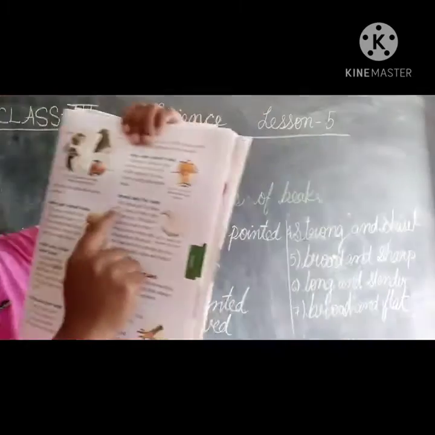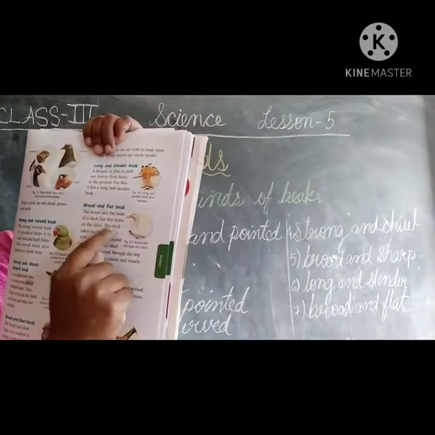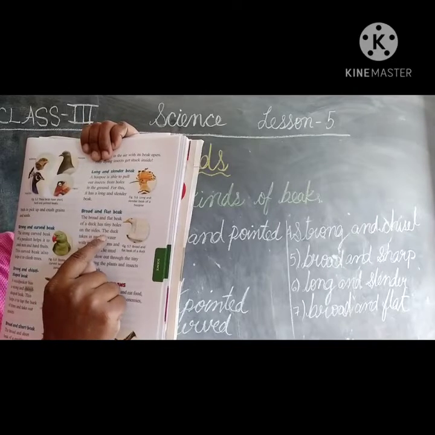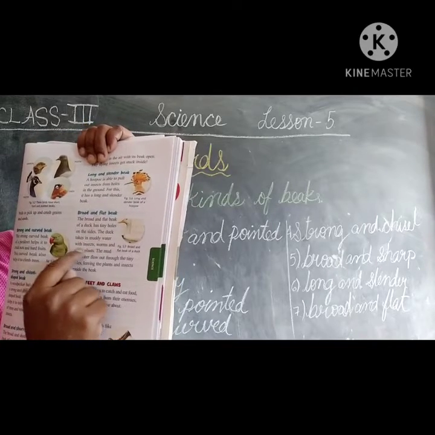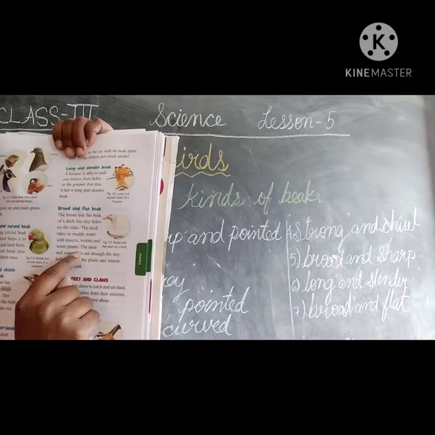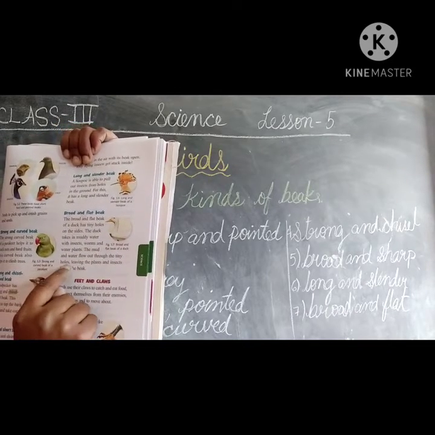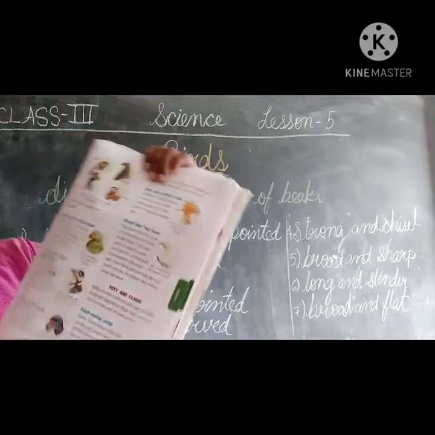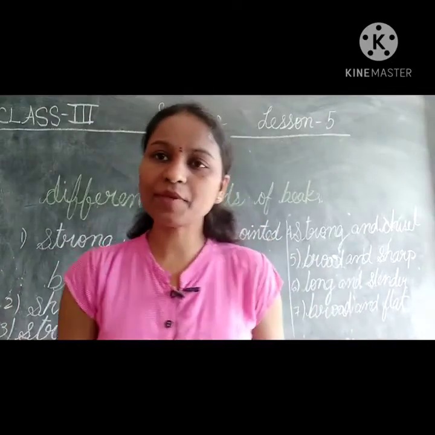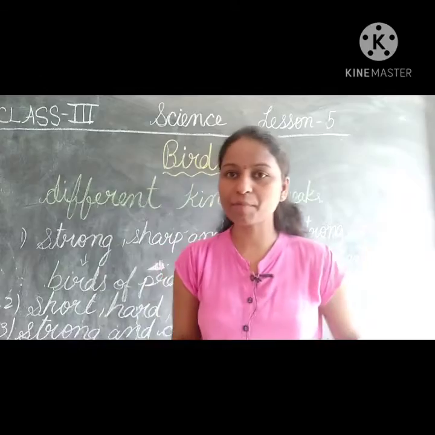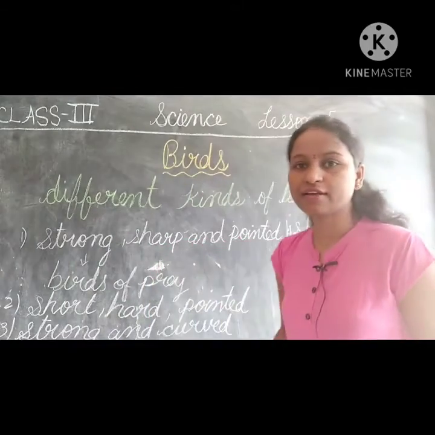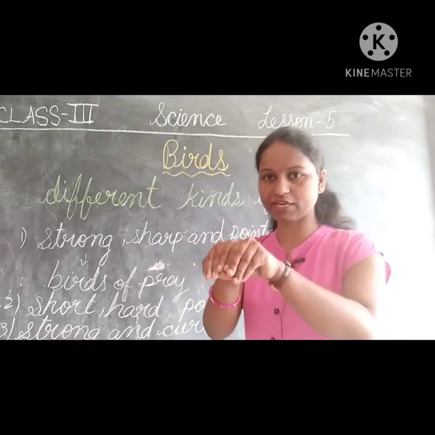The broad and flat beak of a duck has tiny holes on the sides. The duck takes in muddy water, insects, worms and water plants. The mud and water flow out through the tiny holes, leaving the plants and insects inside the beak. Okay children, what is the purpose of this beak?